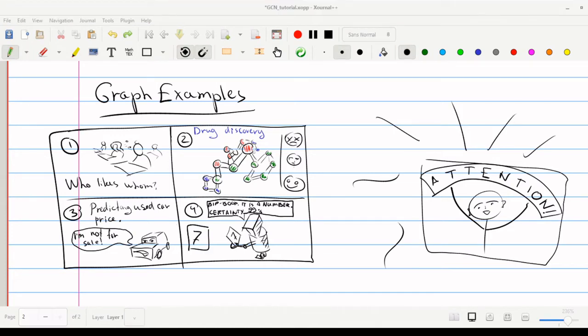If you think that this problem setting is a little too extreme, you could instead imagine that we're just classifying whether or not the molecule would have any positive effect on an individual. The third problem is about predicting used car prices.